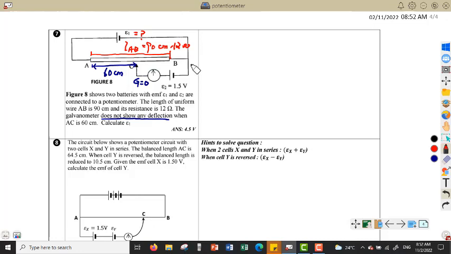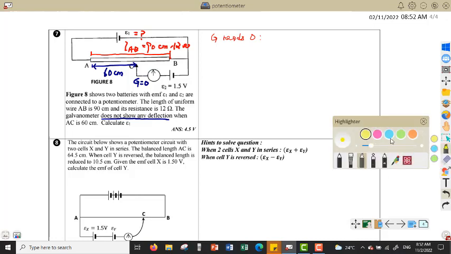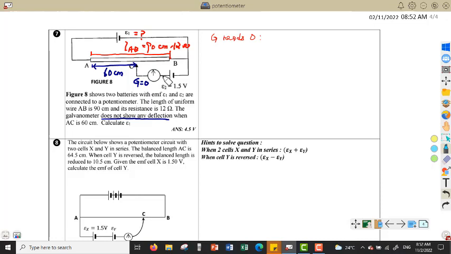So class, to solve the question, we still apply the working principle of the potentiometer. We need to know that when our G reads zero, our voltage will equal what value. If we refer to our potentiometer, this is the value of E2, 1.5. So when our G reads 0, the voltage 1.5 volt will equal to these portions. Be careful, it will equal to this portion.